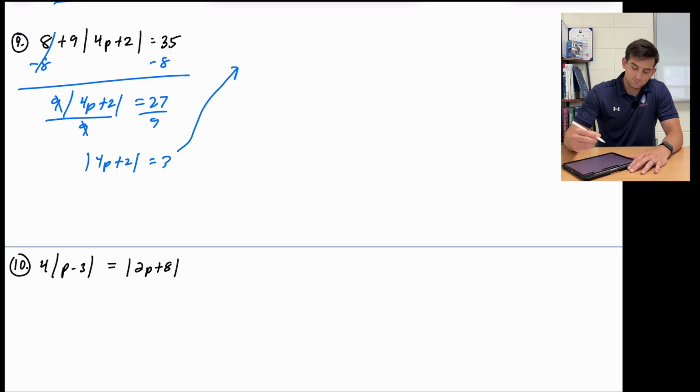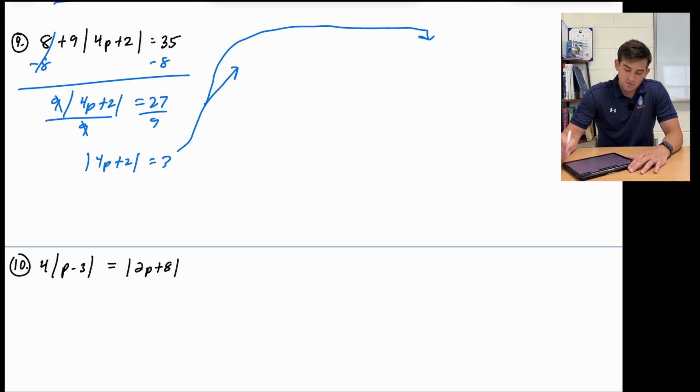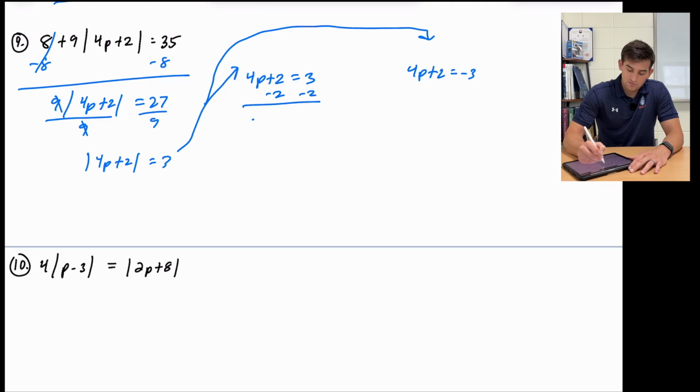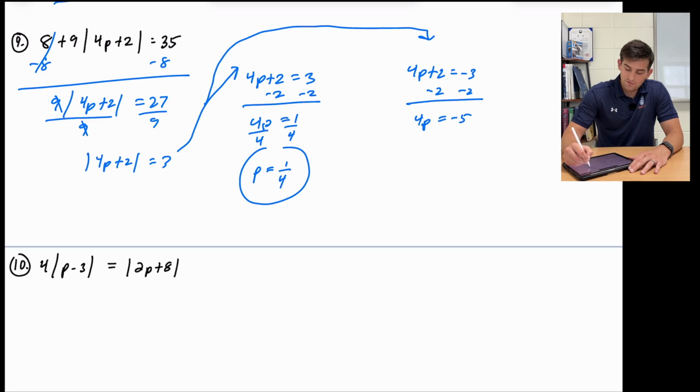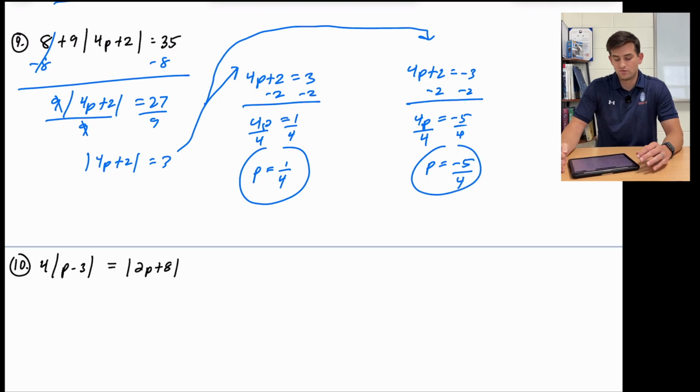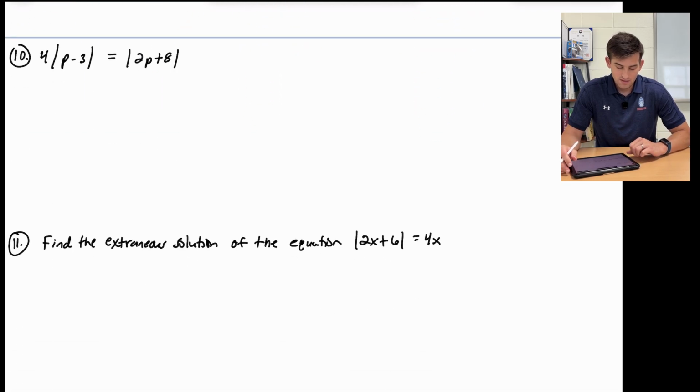So now I'm going to come over here and here, and we're going to write our two related linear equations, because what's inside the absolute value, 4p plus 2, is either equal to 3 or it is equal to -3. And now we can solve. So if I subtract 2, we get 4p equals 1. We divide by 4, so one of our solutions is 1/4. Over here we subtract 2. 4p is equal to -5. We divide by 4, so we would say p is equal to -5/4. So two solutions there, 1/4 and -5/4.